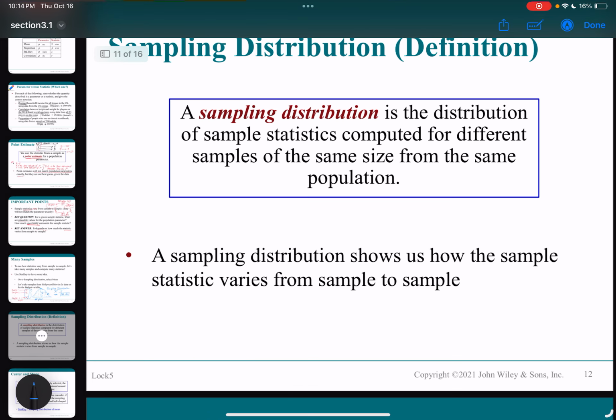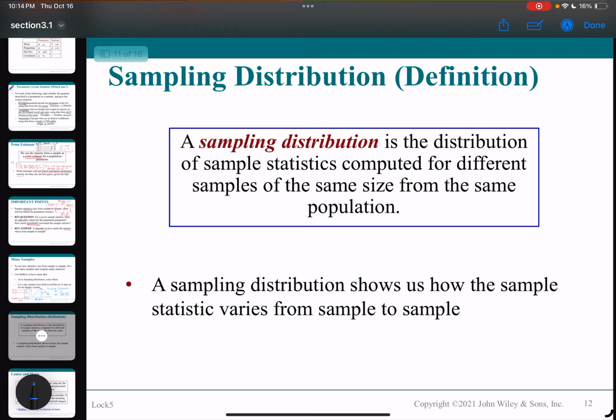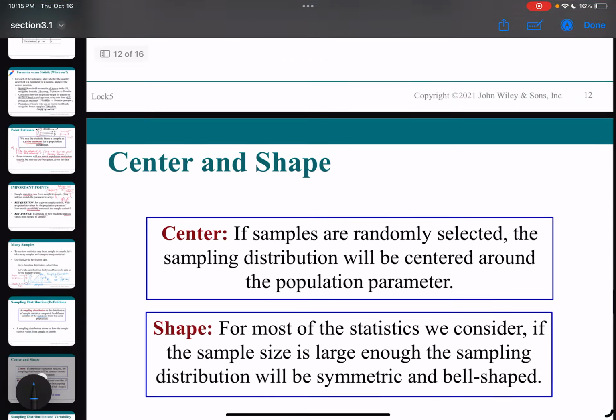So this is the definition of the sampling distribution. It's a distribution of sample statistics, sample statistics computed from different samples. It's obvious, because when we take a sample and calculate the statistics, they directly depend on the sample. Sample sizes are the same. This shows the sample statistics, how they vary from sample to sample, how they change sample to sample.